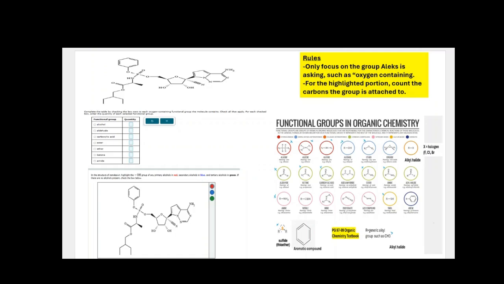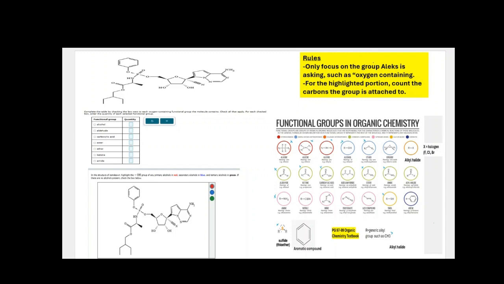Next up, I'm going to show you how to solve the ALEKS problem: identify the functional group along with the quantity, and then highlight any primary, secondary, or tertiary alcohols. What ALEKS is going to do in this question is show us a compound. For part one, it's going to want us to identify the alcohol containing groups. And then part two is going to want us to highlight any alcohol that is either primary in red, secondary in blue, tertiary in green.